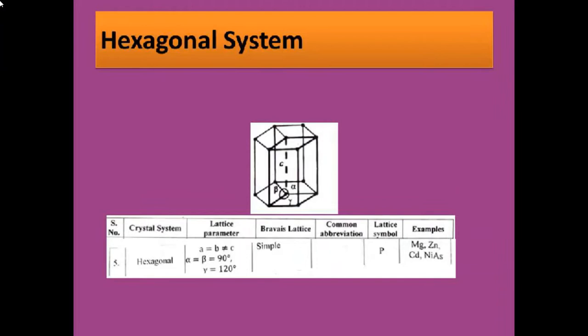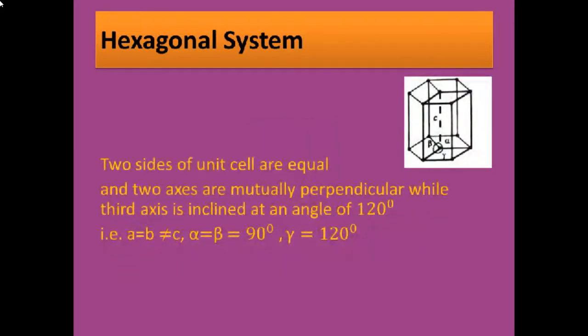Hexagonal system. In hexagonal system, A equal to B but not equal to C, and at the same time alpha is equal to beta is equal to 90 degrees and gamma is equal to 120 degrees. This you should remember. Two sides of the unit cell are equal and the two axes are mutually perpendicular, while the third axis is inclined at an angle of 120 degrees. That is A equal to B but not equal to C, and alpha equal to beta equal to 90 degrees, whereas gamma is equal to 120 degrees.